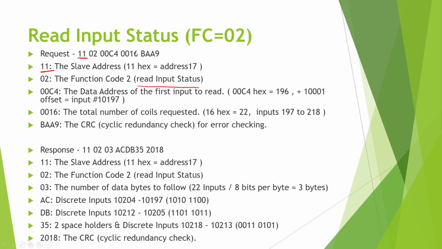And then the next number, 16, is how many coils I want to read. I'm saying give me 16 of them, which is actually 22, because of the whole world of hex, right? We're getting really confused here in hexadecimal, I bet, because it's like 16 means 22.